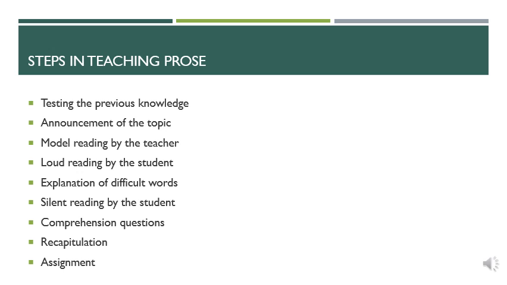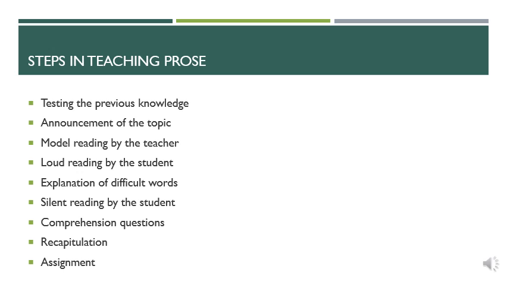And next is silent reading by the students. So after model reading by the teacher and loud reading by the student, the next one is silent reading by the student. The teacher has to make the students read silently to develop their comprehension ability. And after silent reading, comprehension questions. So the teacher should ask some questions to the students to check whether they have understood or not.